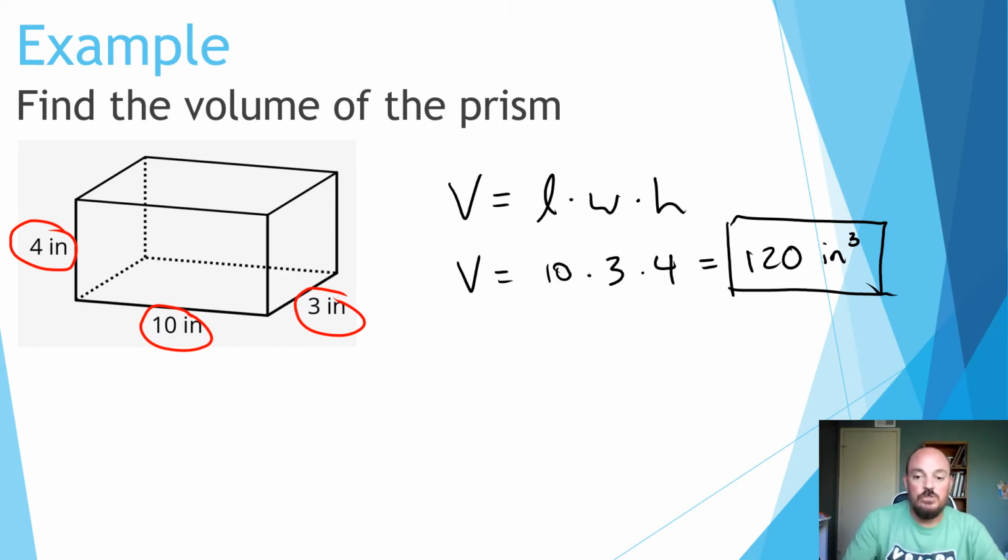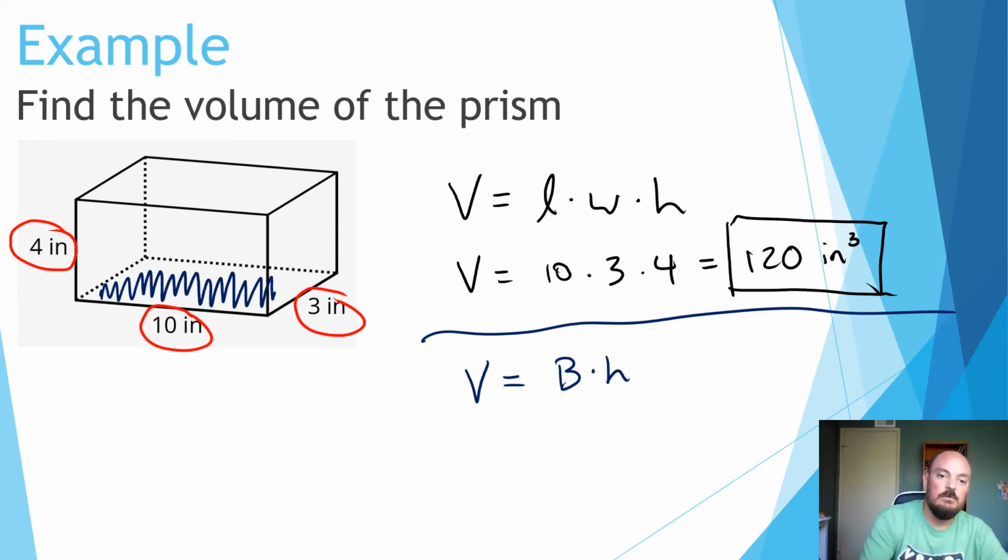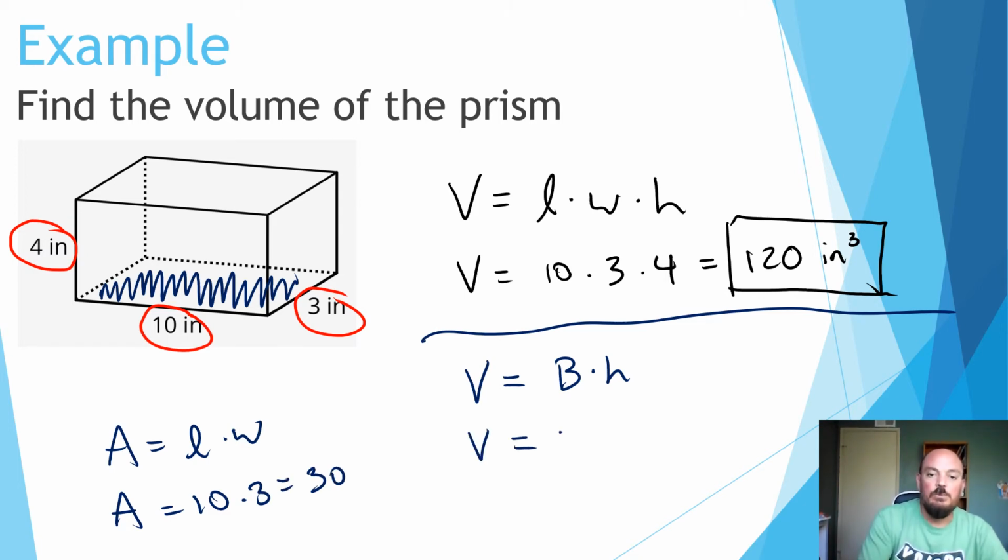Now, remember when I said there are two ways to think about this question? The other way to think about it is to say the volume of any prism, not just a rectangular prism, is capital B times H. And then you look at it and say, okay, the base here is a rectangle, and the area of a rectangle is length times width. So the area of that rectangle is 10 times 3, and that's 30. So my volume would be 30 times the height, which is 4.